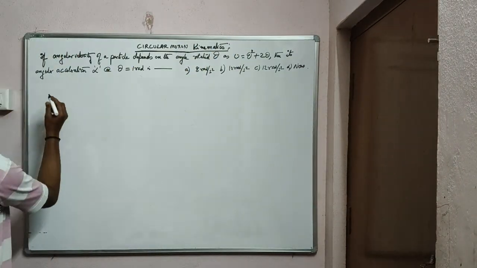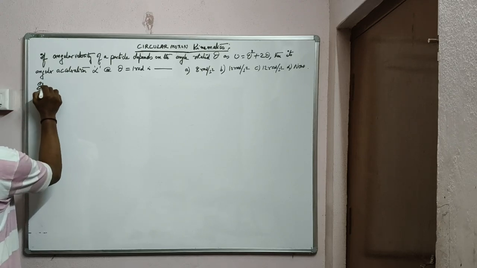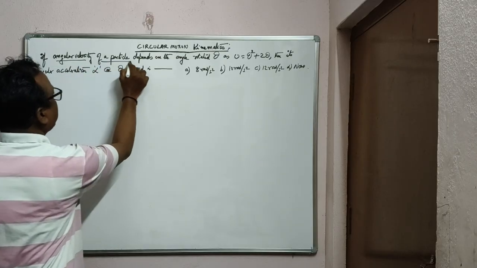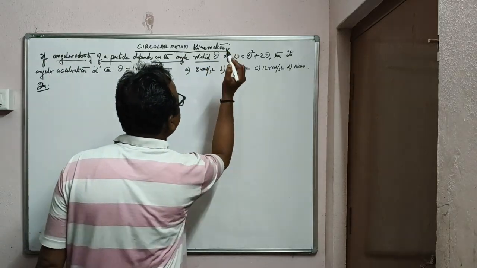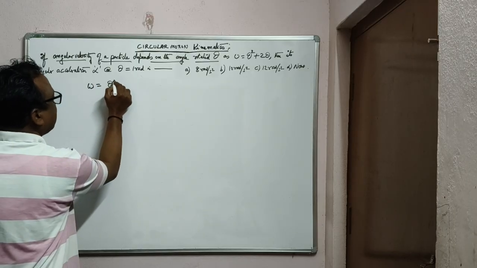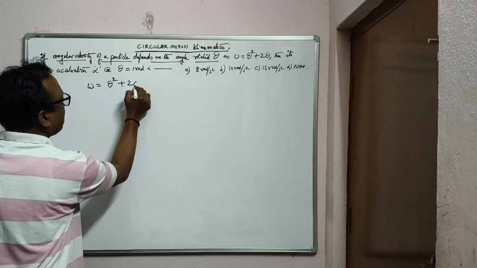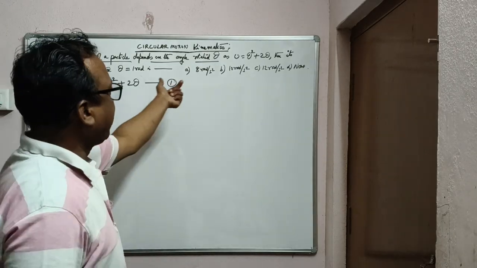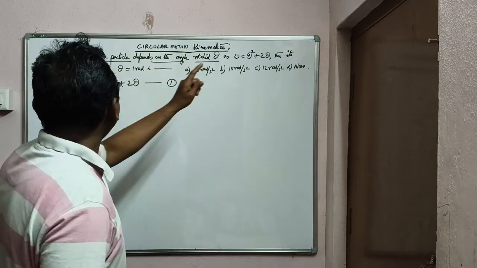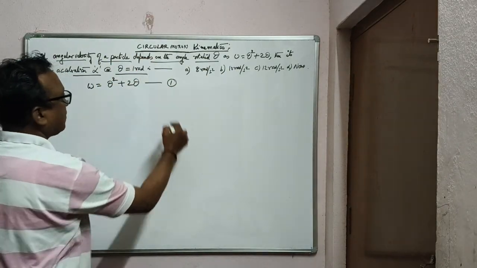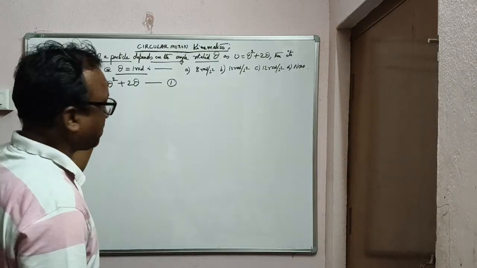Solution చూడండి. ఇక్కడ వాడు ఏమి ఇచ్చాడు? If the angular velocity of the particle depends upon the angle theta, అంటే is given omega is equal to theta square plus 2 theta. This is the given equation. So omega is depending upon theta అని ఒక ఈక్వేషన్ ఇచ్చాడు. Then the angular acceleration alpha at theta is equal to 1 radian అన్నాడు. అంటే it's a typical question.